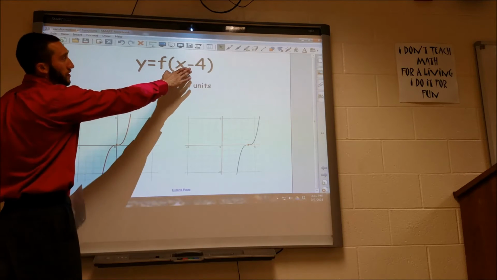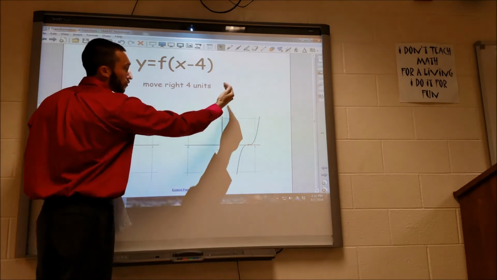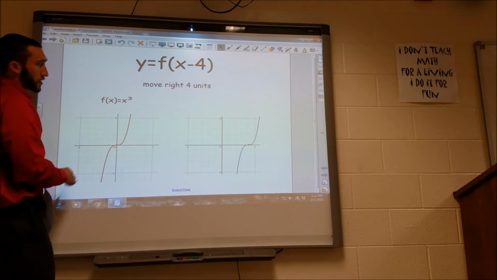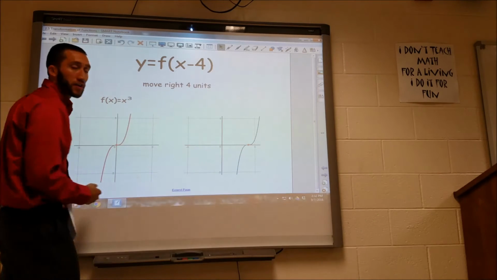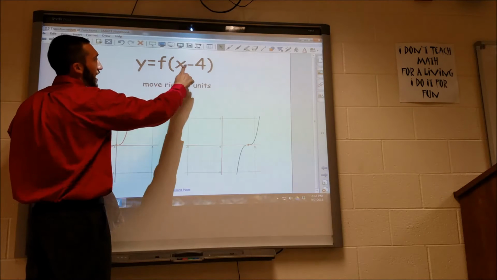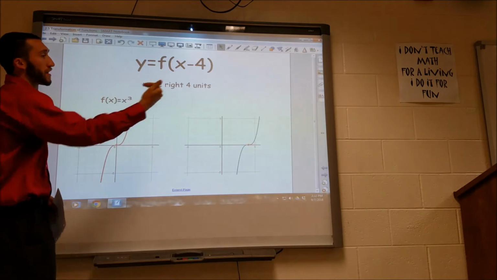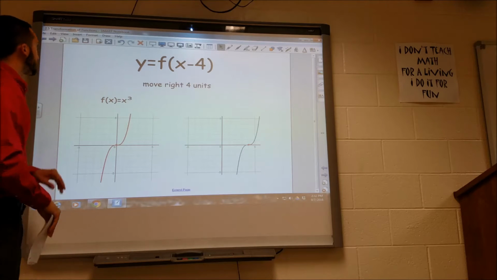And then obviously a minus inside of our function is going to cause it to go right. So with our original function, here we can see it shifted 4 units to the right. When it's inside our function, x minus 4 means we're moving it 4 units to the right.